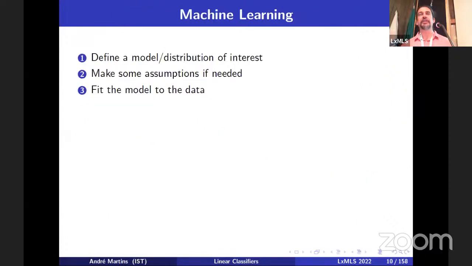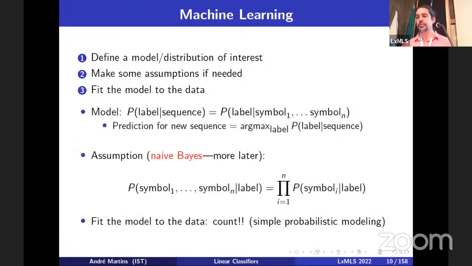So this is a toy description of what we often need to do in machine learning. One thing we need to do is define a model or a distribution of interest to model our problem. We need to make assumptions. We always need assumptions. And then we need to fit the model to the data. As we do that, we are able to use that same model to make predictions on unseen data. So in this simple example, our model is a probabilistic model.